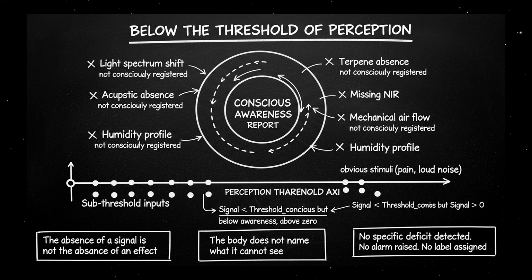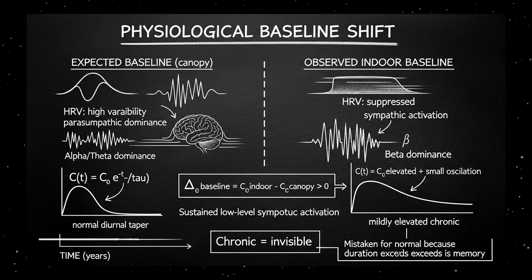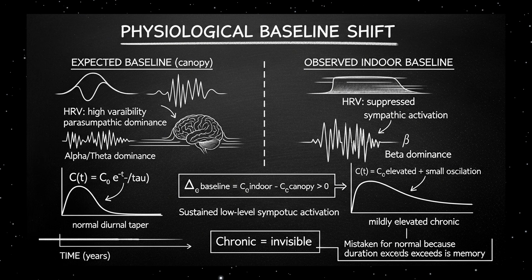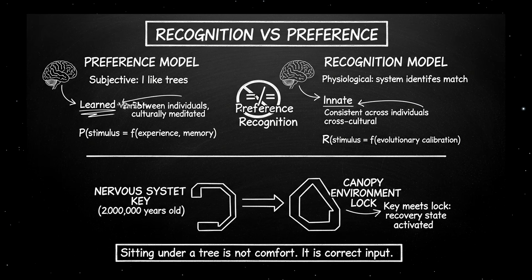The body does not register this as a specific deficit. It registers it as the background state. The mildly elevated cortisol, the suppressed heart rate variability, the beta wave dominance, the low-level sympathetic activation that most people have carried for so long they believe it is normal. It is not normal. It is indoor.